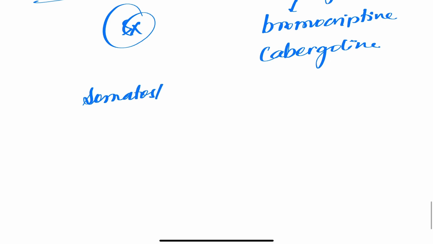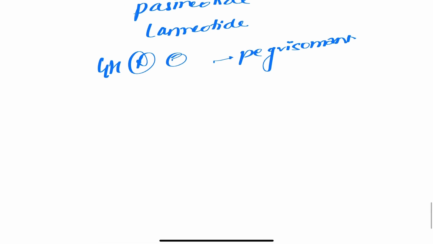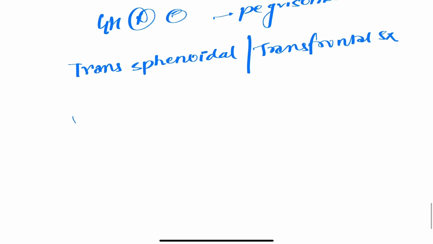We can give the somatostatin analogues like octreotide, pasireotide, and lanreotide for growth hormone producing tumors. And we can also use growth hormone receptor antagonist, that is pegvisomant. Next we can do transsphenoidal or transfrontal surgery. Next we can do radiotherapy to suppress the growth of the tumor, and it will reduce the secretory capacity of the tumor.